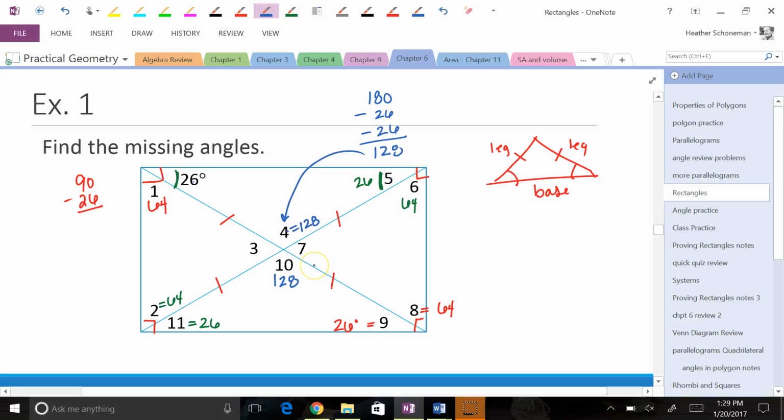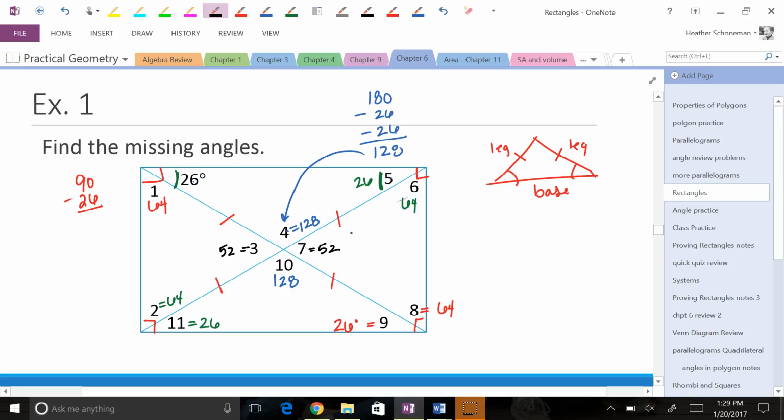Now to get 3 and 7, you've got two choices. You've got the triangles on the right and the left, which these three angles would add to 180. Or you know that 3 and 4 are a linear pair. However you do it, I'm going to do the linear pair one. So I'm going to do 180 minus 128, and that gives me 52. So 3 is 52, and 7 is 52.